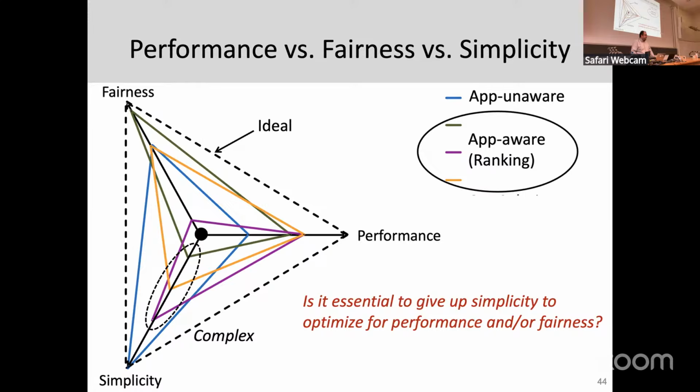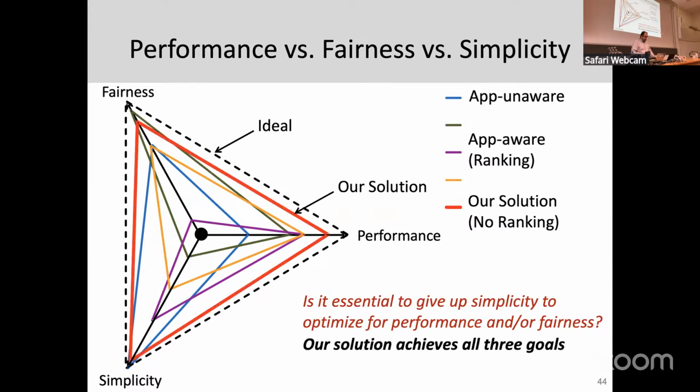So now the question is, is it essential to give up simplicity to optimize for performance and fairness? Our solution in this work is BLISS, which shows how we can achieve all 3 goals. How we can be a technique which provides good fairness, good performance, and at the same time is quite simple.